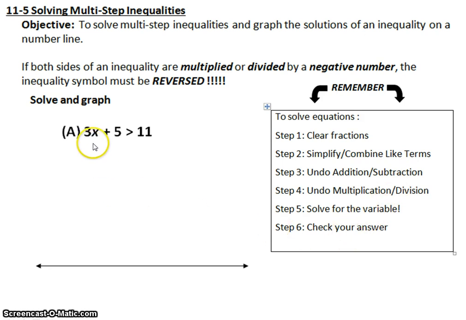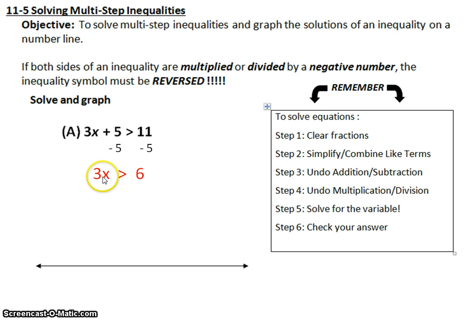So on the left hand side we have 3x plus 5. That is greater than 11. We want to isolate the variable x. X is being multiplied and 5 is being added to it. So let's first undo the addition by subtracting 5. I can do that as long as I subtract 5 from the right hand side. These 5's will cancel out, and I'll end up with 3x on the left hand side is greater than, now 11 minus 5 is 6. So 3x is greater than 6.